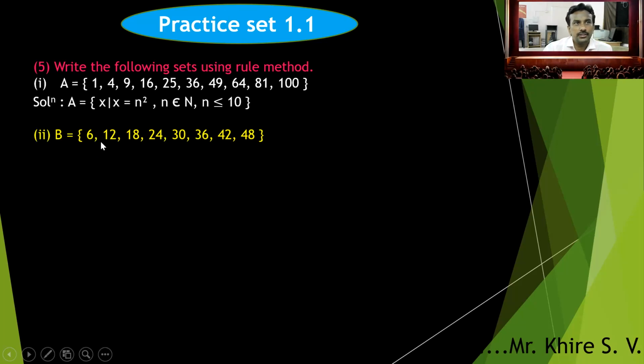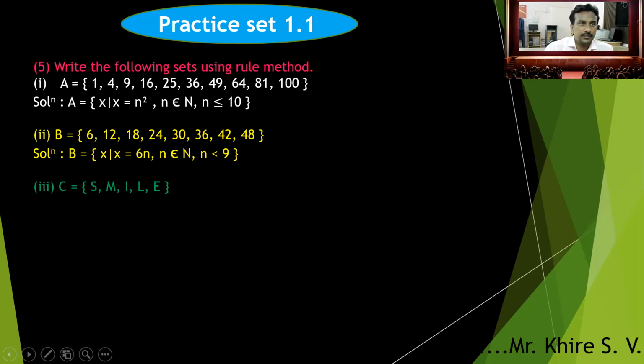B is the set of 6, 12, 18, 24, 30, 36, 42, 48. These are the elements in set B. Write the given set in rule method. Set B is the set of x such that x is equal to 6n. 6n means multiples of 6 and n belongs to N. n is less than 9. n are natural numbers less than 9, meaning 1 to 8 only. 6 1 is 6, 6 2 is 12, 6 3 is 18, 6 4 is 24, 6 5 is 30, 6 6 is 36, 6 7 is 42 and 6 8 is 48.